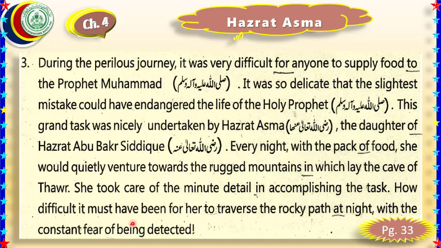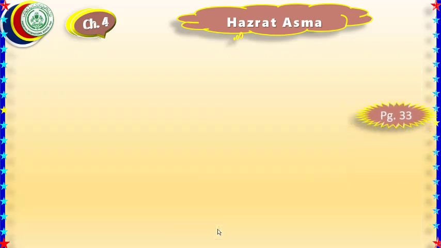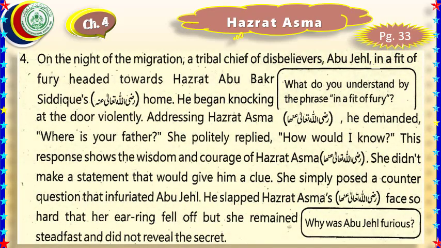How difficult it must have been for her to traverse the rocky path at night, with the constant fear of being detected. Yes, students, so difficult it was. This is paragraph number 4. Before starting it, let us look at the questions. What do you understand by the phrase, in a fit of fury? Why was Abu Jahl furious?